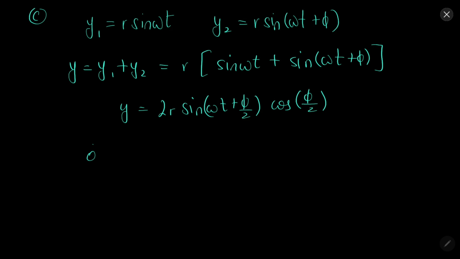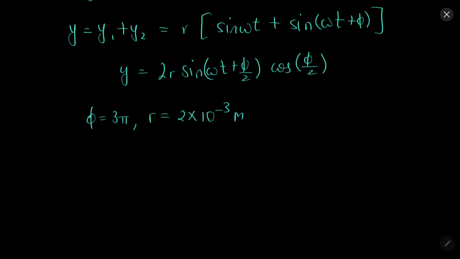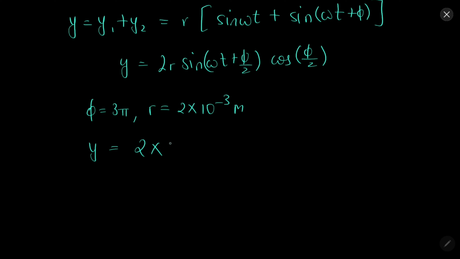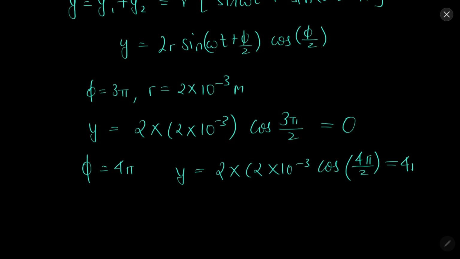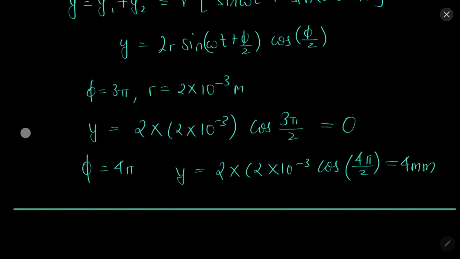So now when phi is equal to 3 pi, r is equal to 2 into 10 to the power minus 3 meters, the resultant amplitude will be 2 into 10 to the power minus 3 cos 3 pi by 2, which will give us 0. Now when phi is 4 pi, the resultant will be 2 into 10 to the power minus 3 into cos 4 pi by 2, it will be 4 mm. This one is for 3 pi.